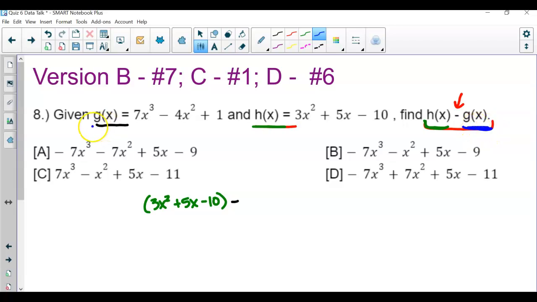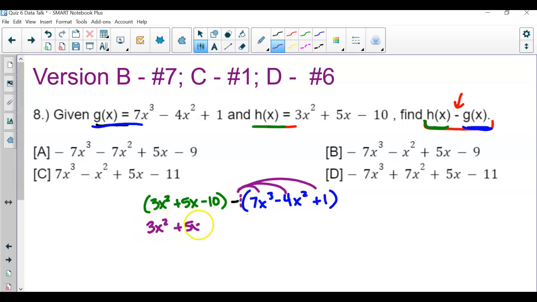Well, what was g of x? Right here. 7x cubed minus 4x squared plus 1. Then remember, guys, before you start combining, if it's a subtraction, distribute that negative or negative 1. So this is still 3x squared plus 5x minus 10, but now change the signs. Positive 7, negative 7x cubed. Negative 4, positive 4x squared. Positive 1, negative 1. Then start combining.